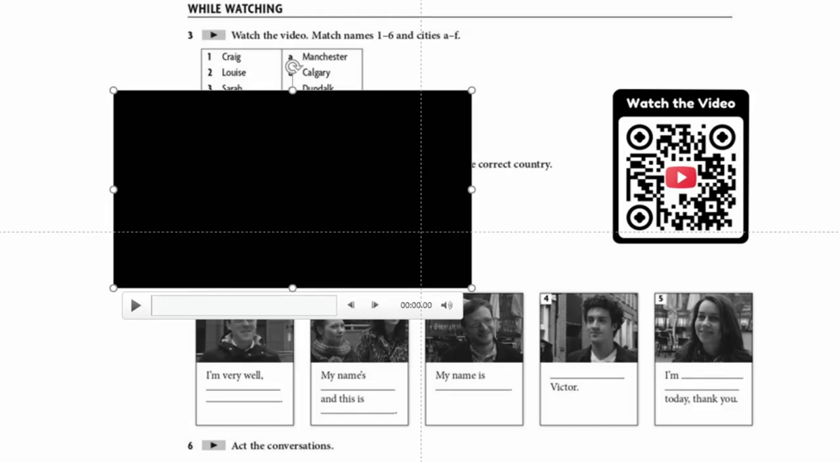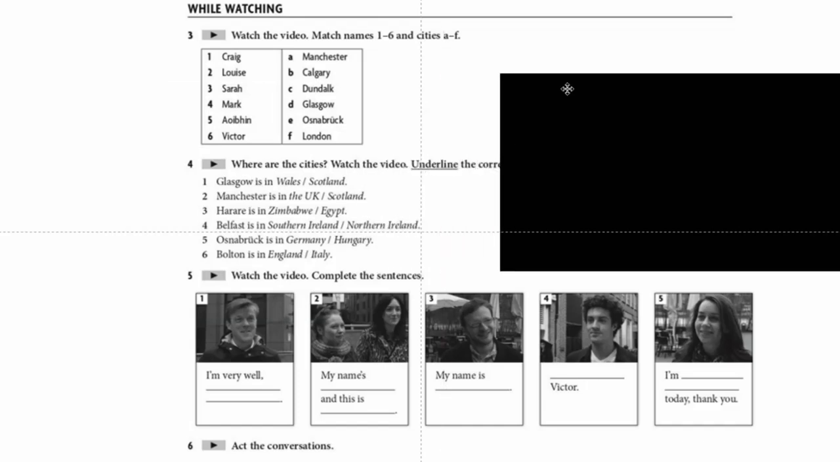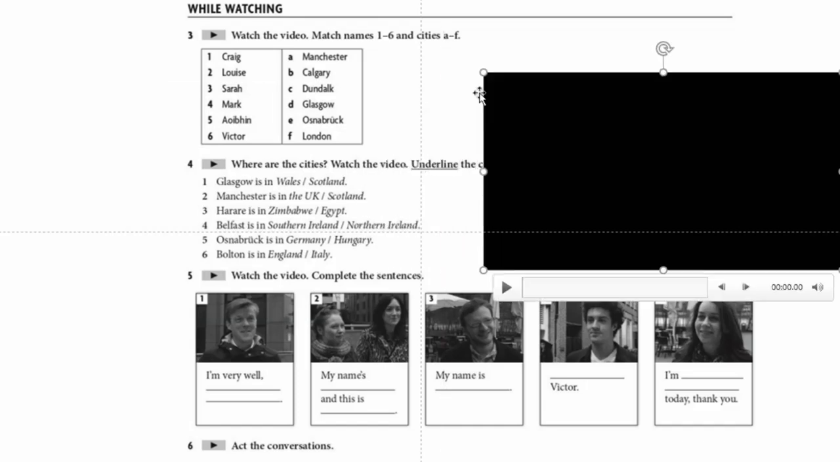Ok. Con su camarita, ustedes van a este QR y se va a abrir el enlace del video en YouTube. Ustedes traten de familiarizarse con ese video para poder resolver esta actividad. Esta actividad es para que ustedes lo hagan solo, ¿ok? Entonces, primero dice, en la primera parte dice, watch the video, match name 16 and cities AF.